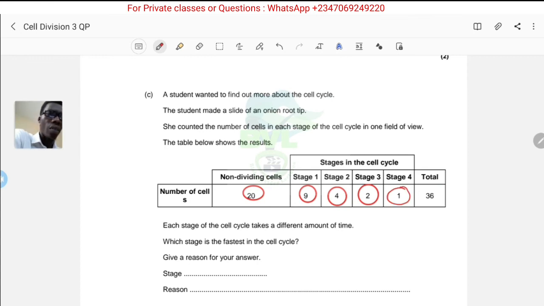Okay, it says here each stage of the cell cycle takes a different amount of time. Which stage is the fastest? That's going to be stage 4. And what's the reason why? Because you have just 1 cell. Because it has just a cell.